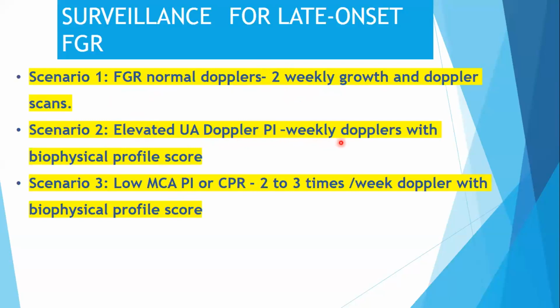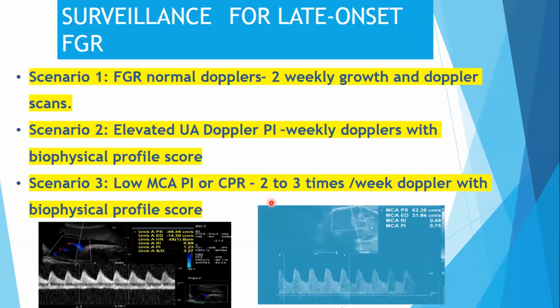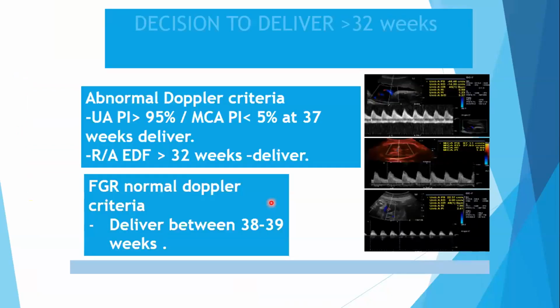So in this case, we do weekly Dopplers with biophysical profile score. And then in scenario 3, there's low middle cerebral artery PI, or the cerebral placental ratio is low, less than 5%. In this case, we are going to see these babies 2 to 3 times per week and do Dopplers with biophysical profile as well. The decision to deliver in this case will be based on umbilical artery Doppler and middle cerebral artery.